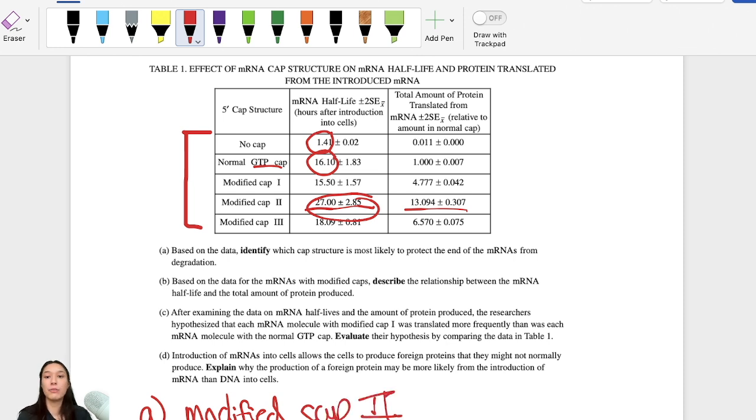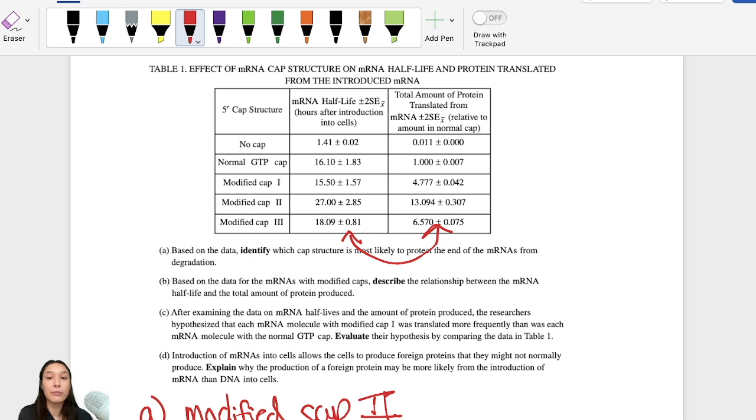Okay, that's all you needed for that one. B says, based on the data for the mRNAs with modified cap, describe the relationship between the mRNA half-life and the total amount of protein produced. Okay, so I kind of already gave this one away, but you're looking at the relationship between half-life and amount of protein produced.